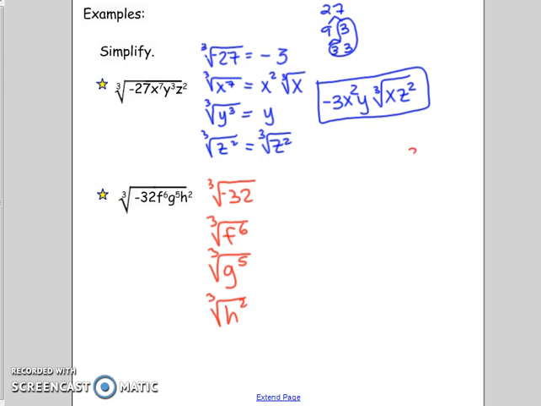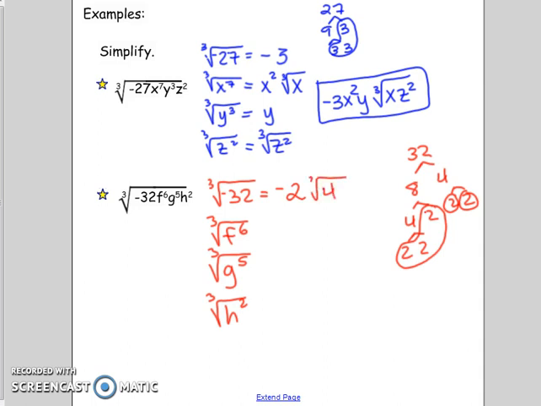So 32, we're going to break down. We can break it into 8 and 4. 8 would be 4 and 2. 4 would be 2 and 2, and 2 and 2. So I'm looking for groups of 3. So here's 3 of the same. And then I have these 2 that are left over. So the group of 3 is going to come out as a 2. And I'm going to take out that negative. So negative 2. And then I have 2 2's left. So that means I have a 4 left on the inside.